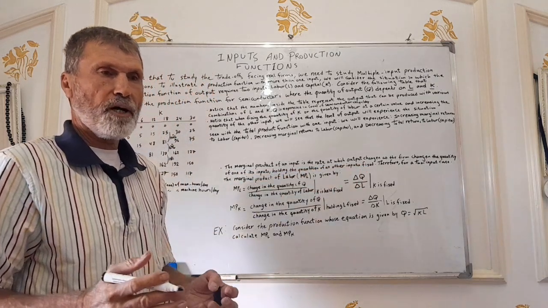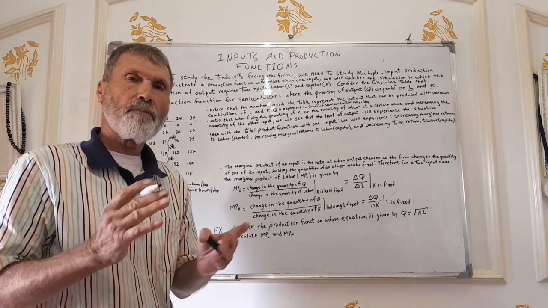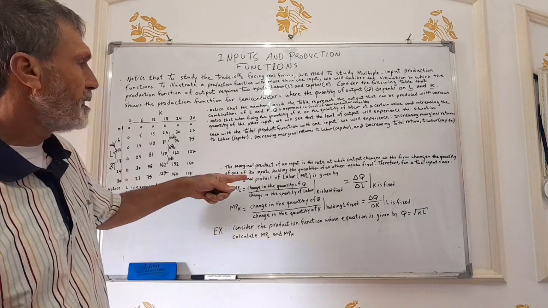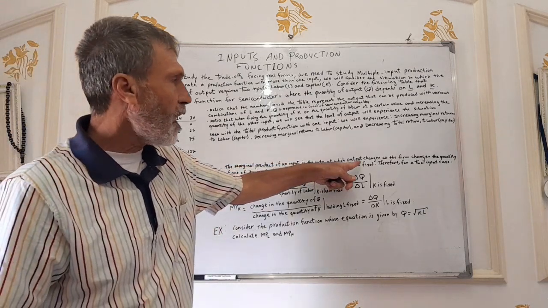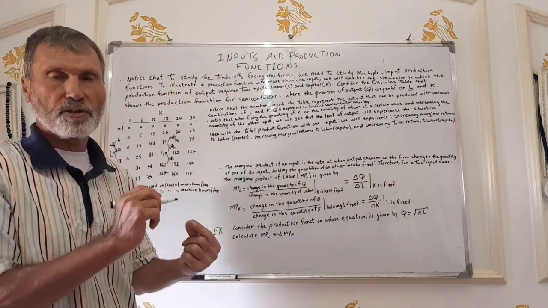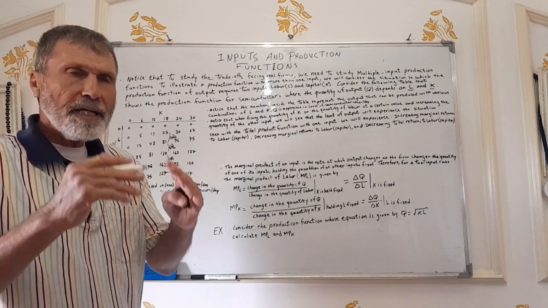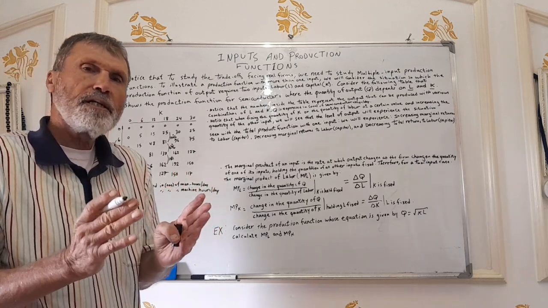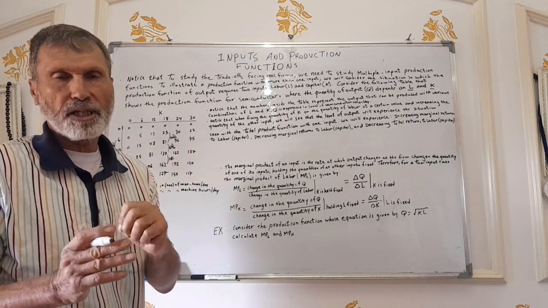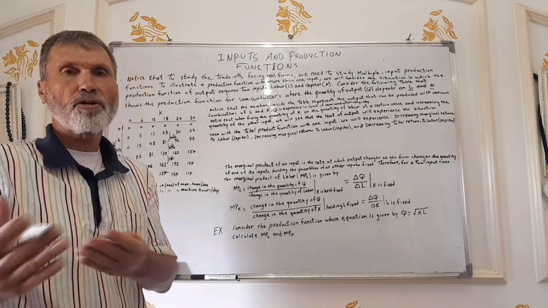Now, if we are talking about an output that is a function of many inputs, and if you want to find the marginal product of one of these inputs, then of course it is the rate at which output changes as the firm changes the quantity of that input, holding all other inputs fixed. To make it easier, we're going to consider an output that is a function of two inputs, namely labor and capital. We want to find the marginal product of labor and the marginal product of capital.